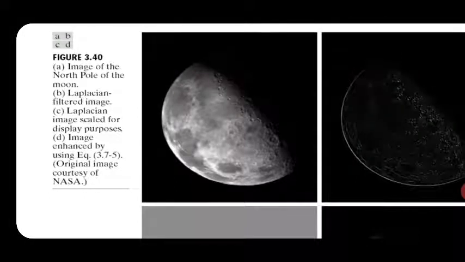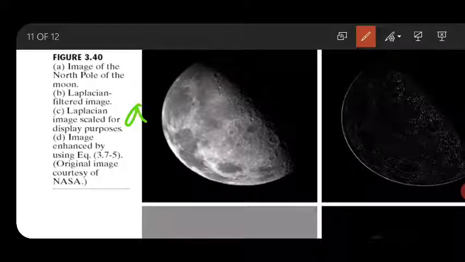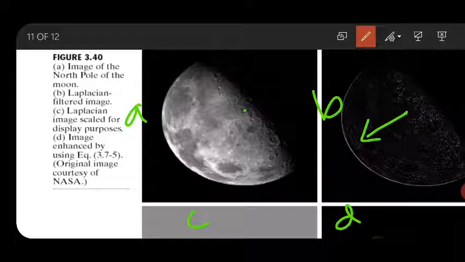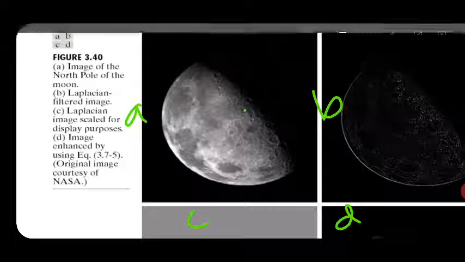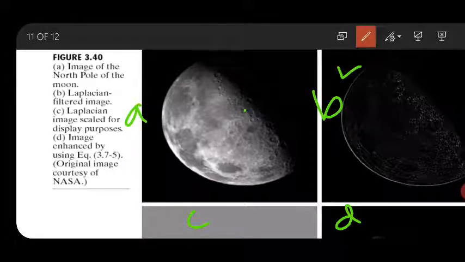Image of the north pole of the moon. The Laplacian filtered image is this B. This will be A, this will be B, and this will be C and D. I'll come to this one. Image of the north pole of the moon, and this is the Laplacian filtered image. This is the Laplacian filtered image for display purposes. The Laplacian image is scaled for display purposes here.